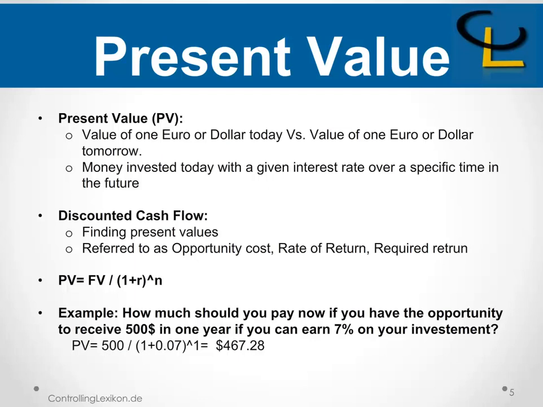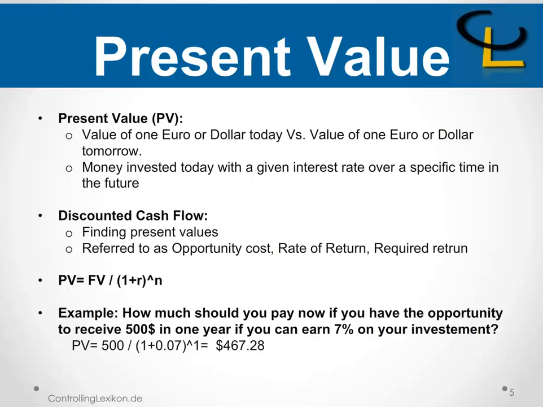Present value is the current value of a future sum of money or streams of cash flows. We discount future cash flows to find the present value. The formula of the present value, PV, equals future value divided by 1 plus R to the power of N. An example: how much should you pay now if you have the opportunity to receive $500 in 1 year, if you can earn 7% on your investment?